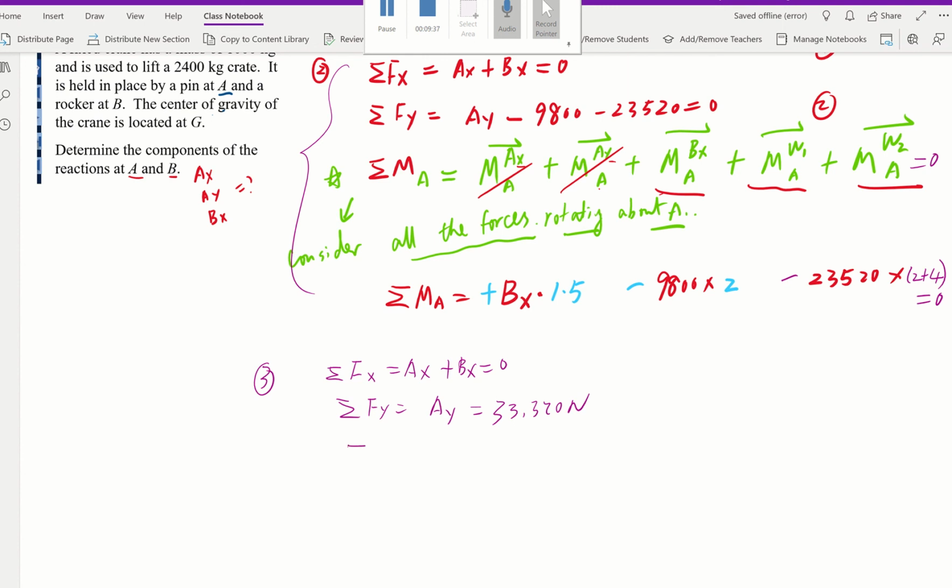And our last equation, which is our moment equation, considers all the forces rotating about the point you chose. First term is 1.5 BX. The rest is then 23,520 times our 6. Then we have 141,120, that equal to 0. Okay, so here you can go ahead and solve BX. You can do that.